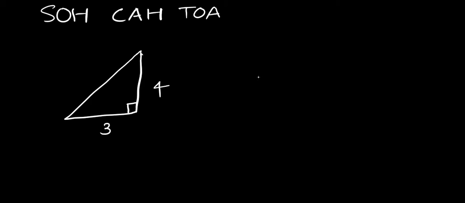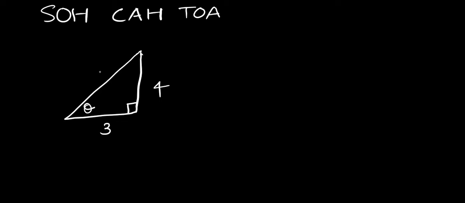Now let's say we are given a right angle triangle and we have the values of two sides. Let's say this is 3 and this is 4, and here is the angle theta. We have to find the missing side of this right angle triangle and then find all the 6 trigonometry functions.